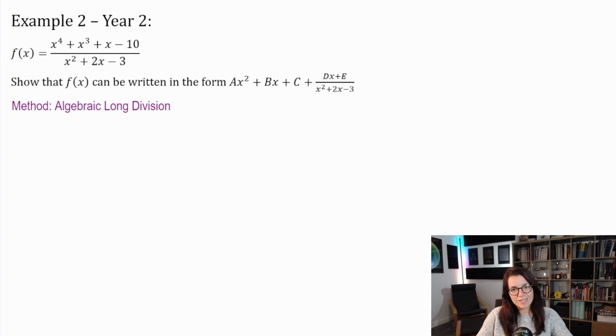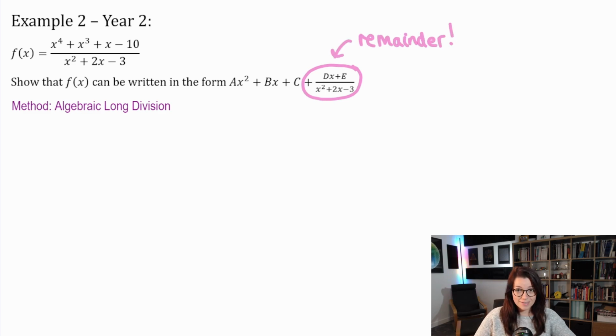Example 2 is more of a year 2 style question. So we have f of x is equal to x to the power of 4 plus x cubed plus x minus 10 all over x squared plus 2x minus 3. Show that f of x can be written in the form ax squared plus bx plus c plus dx plus e over x squared plus 2x minus 3. This part on the end is a clue that you will have a remainder when you do your division.